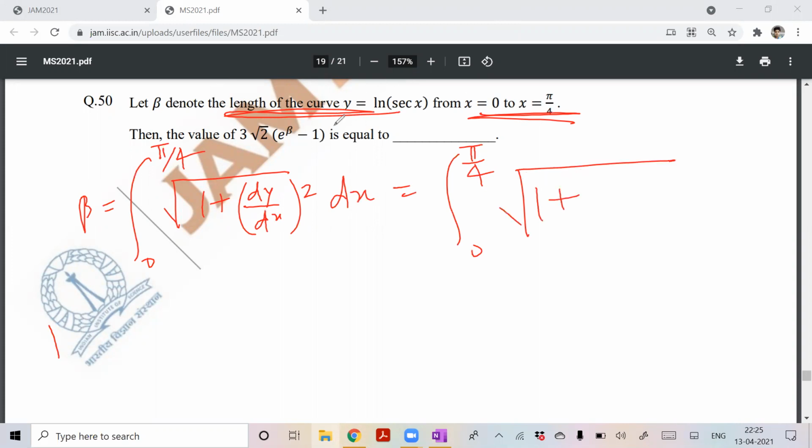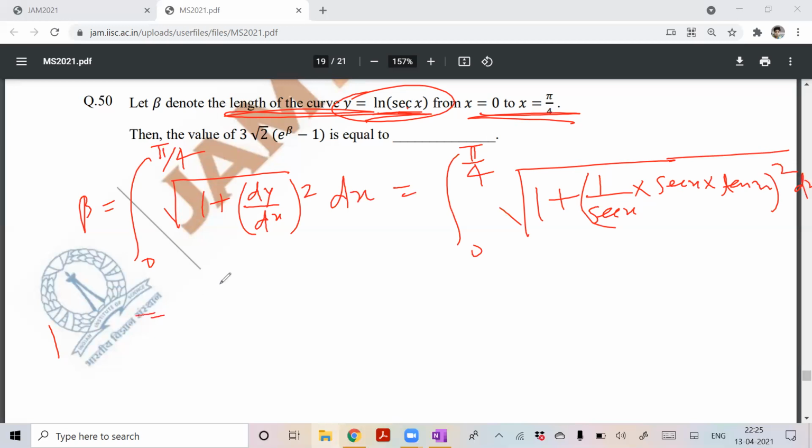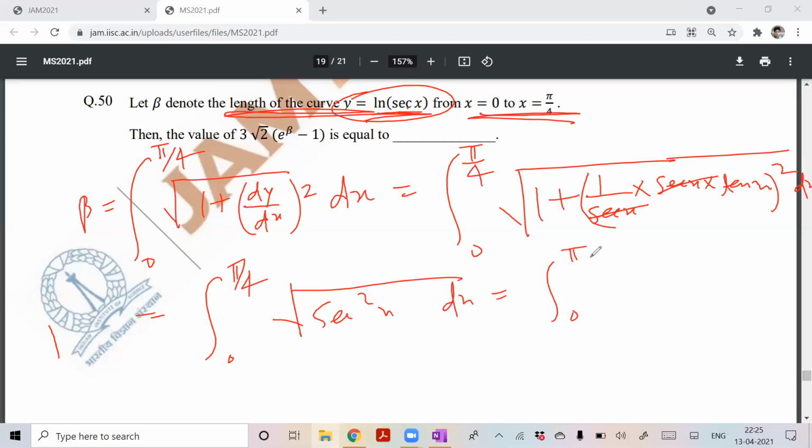Let's find dy by dx. So the derivative of log sec x with respect to sec x is 1 by sec x, then the derivative of sec x is sec x tan x. Now we have to do its square. So 0 to pi by 4, root under this, sec cancels, tan square, 1 plus tan square is sec square x dx. So 0 to pi by 4 sec x dx.